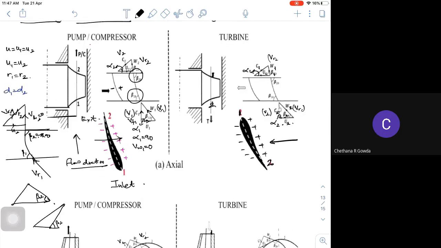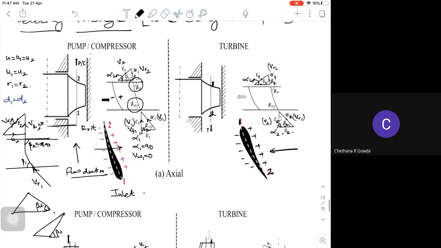Now we'll shift our attention to the turbine. See, in a turbine, what will happen? This is my high pressure side. This is the point of high pressure. Why is it high pressure? Because in the case of a compressor, high pressure is the exit. In the case of a turbine, high pressure is the inlet. Fluid enters at high pressure in the case of a turbine. Fluid exits at high pressure in the case of a pump or a compressor.